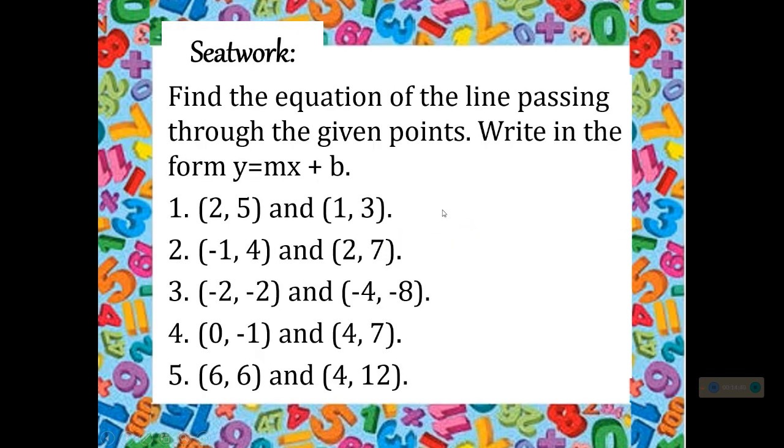Okay, so let's now proceed with your sit work. So you are going to find the equation of the line passing through the given points. So you are going to express or write your equation in the slope-intercept form y equals mx plus b. Okay, so we have here 1 to 5 or 5 items.